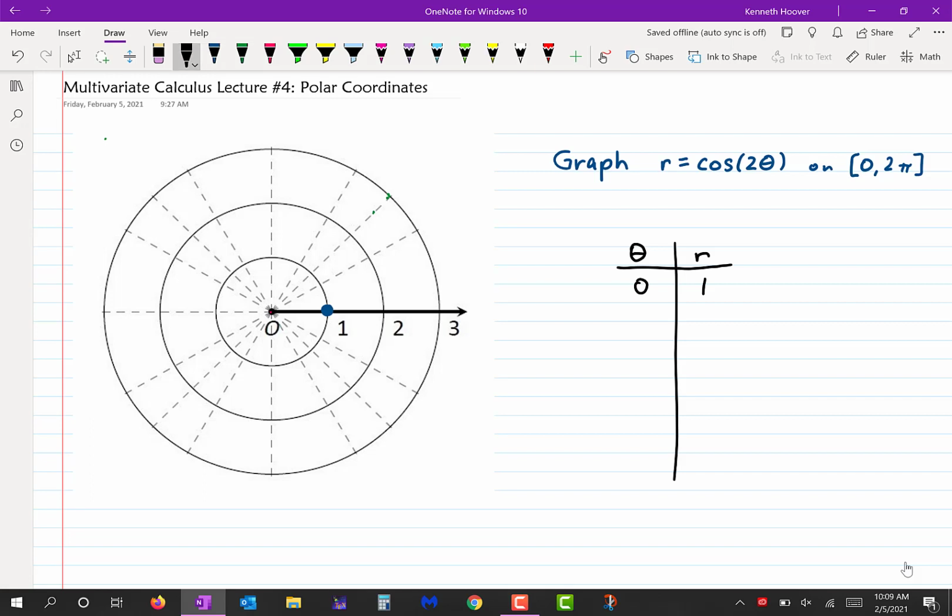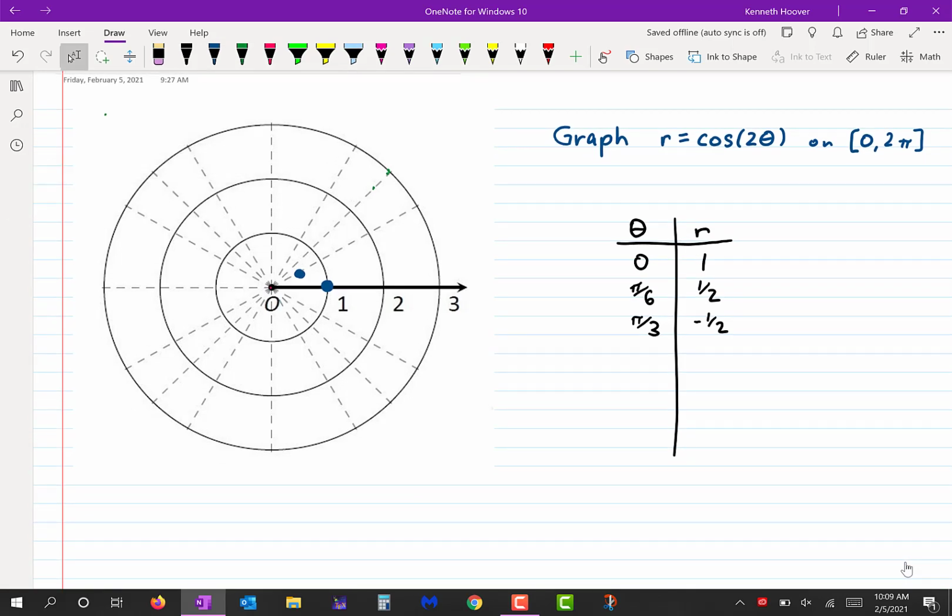Okay, let's do pi over 6. r would be the cosine of pi over 3. The cosine of pi over 3 is a half. So I'm going to go to an angle of pi over 6 and then go out a distance of 1/2. I'm going to have a point right there. Okay, let's just continue. Pi over 3. r will equal the cosine of 2 pi over 3, which is negative 1/2. So where's that point going to be?